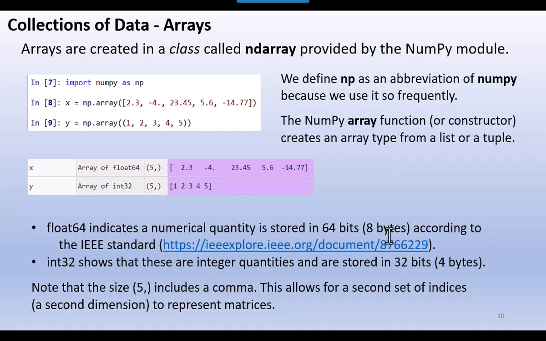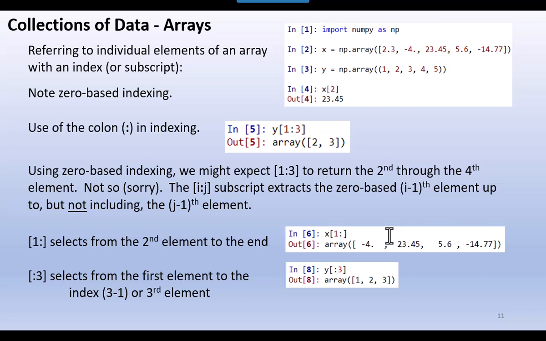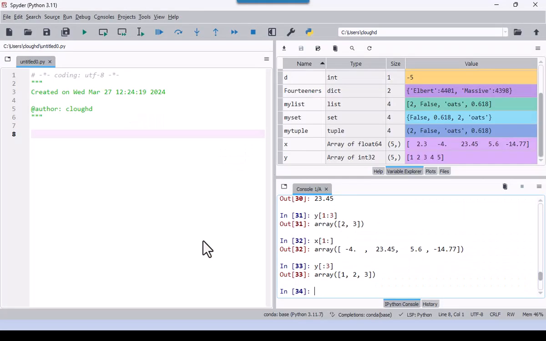So again, we'll just pop over and summarize that on this slide. The important element here, apart from the examples, is this middle paragraph, and that explains zero-based indexing with ranges 1 through 3. We would expect the second through the fourth, not so. We apologize. And so i colon j extracts zero-based i minus 1th element up to but not including the j minus 1th element. All right? And then this explains similar with the colon used either after or before an index. Okay? So let's pop back over and let's move on.